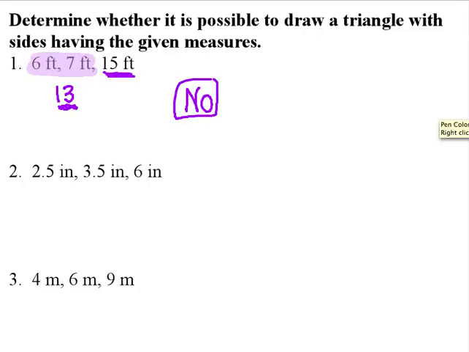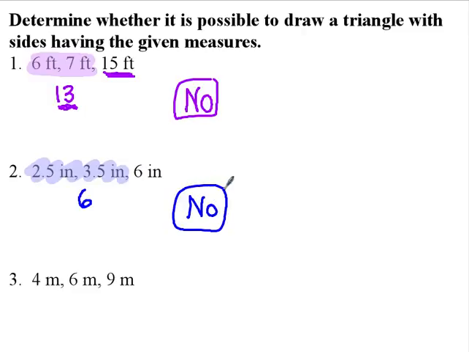I take my two smallest sides, which in this case are the 2.5, oops, sorry, I gotta get the highlighter. The 2.5 and the 3.5. Okay, what do you do with those? Add them together, and so what do I get? 6. Am I going to be able to get a triangle or not? No, because it has to be greater than. It cannot be equal to.